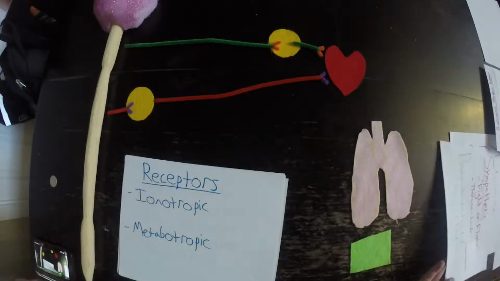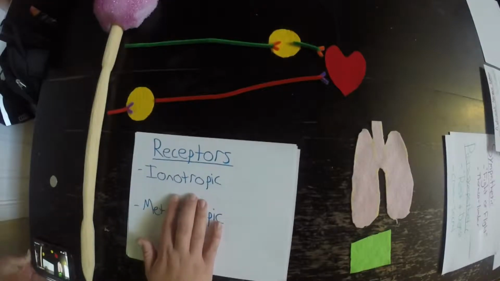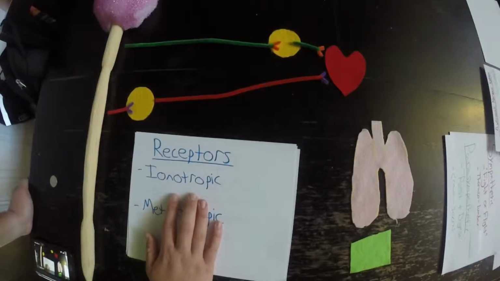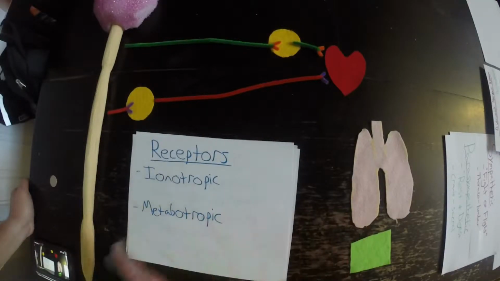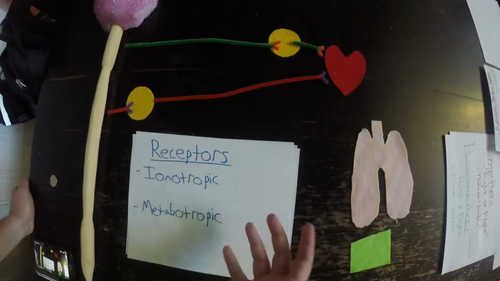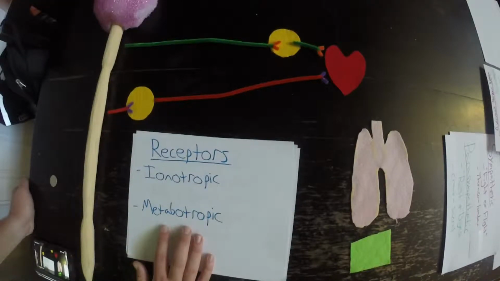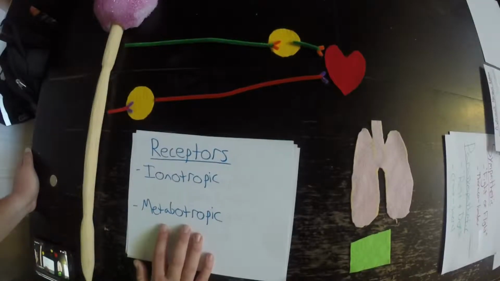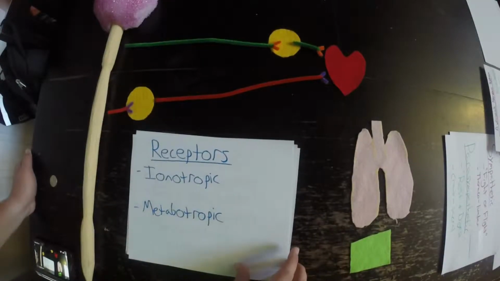There are two different kinds of receptors. There's the ionotropic, which is a ligand-gated ion channel, which allows ions to move freely when it is opened or activated. There's the metabotropic receptor, which is linked to a G protein. So when the receptor is activated, the G protein will then go on and activate other molecules.